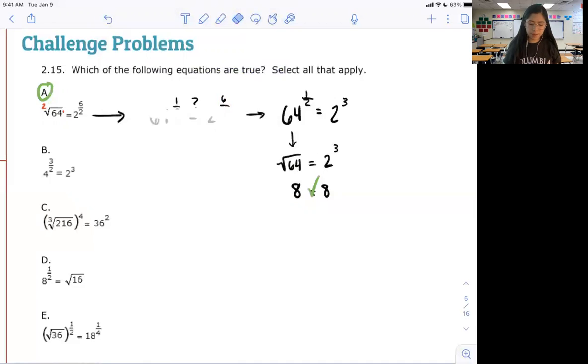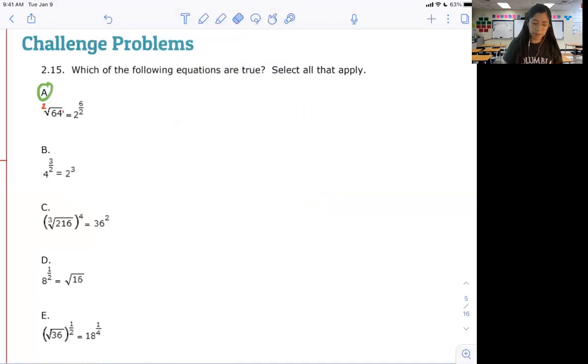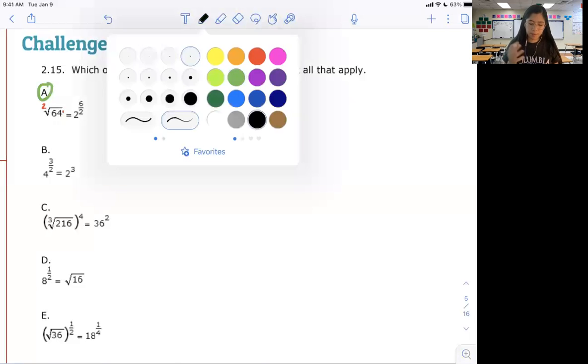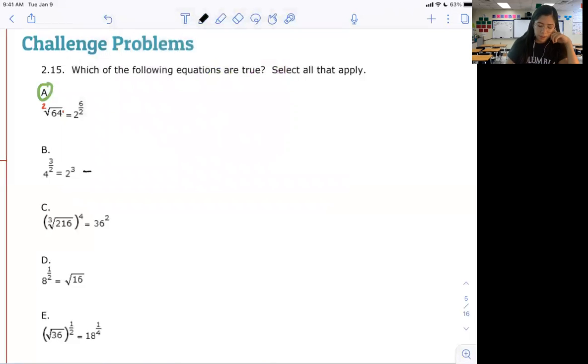All right, let's look at B. Similar thing with B. We're gonna play around with it, see if we can kind of make them match. All right. Any suggestions? Turn the 4 to the 3 over 2 into a radical. Okay, sounds good. What goes on the outside? 2. What goes on the inside? 3. Cool.